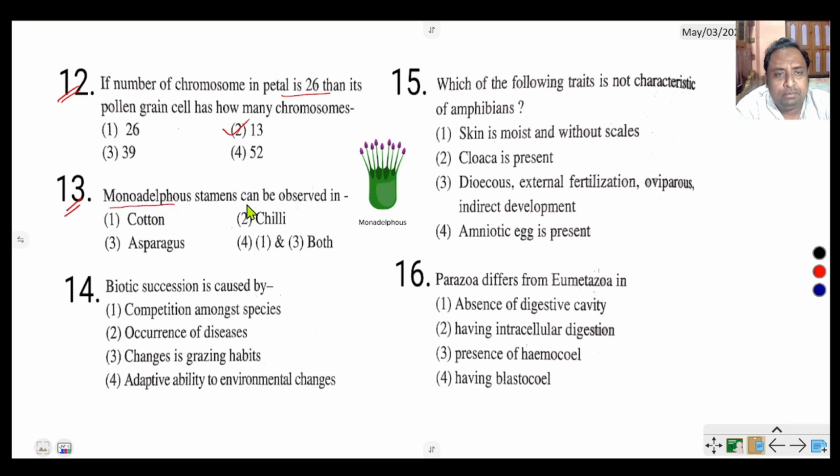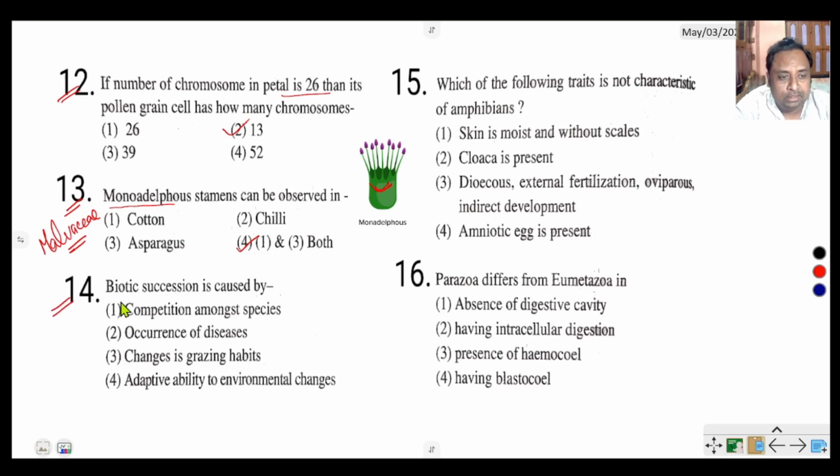Monodelphous stamens can be observed in. Monodelphous means when the stamens are arranged in a single bundle. That is called monodelphous. Diadelphous means two bundles. Polydelphous means many bundles. So here the correct option is option number 4, that is cotton and asparagus. That means the Malvaceae family. Malvaceae family represents the monodelphous type of stamen.